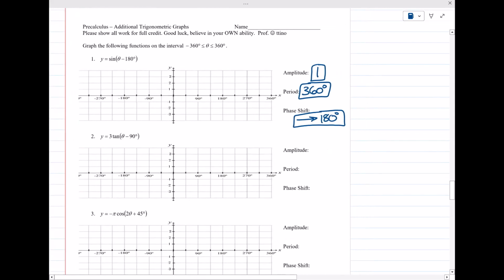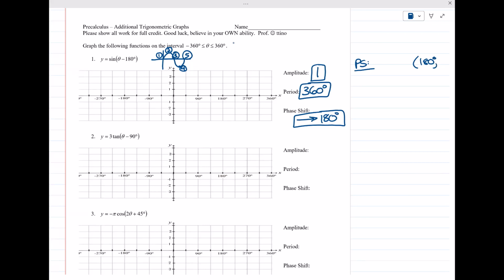Now we just have to figure out how to graph this. Well, remember, sine looks like this. So sine has 1, 2, 3, 4. Those would be the 5 points of sine. So when we go to graph this, we're going to start with the phase shift. Phase shift is to the right 180.